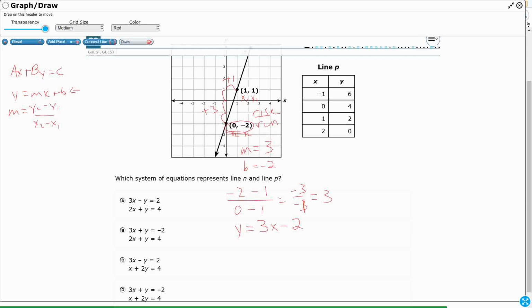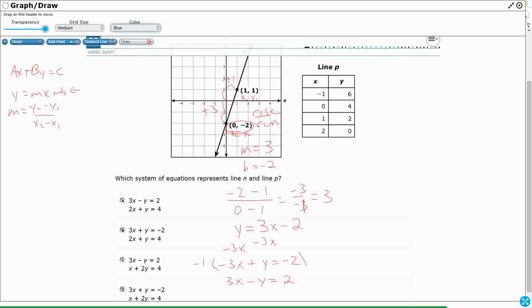Now, if I want to change that into standard form, I need to get my x over here on my left, right? So I can subtract 3x from both sides. So negative 3x plus y equals negative 2, and we're not going to have a leading negative, so multiply everything by negative 1 and just flip the signs. So that's going to end up being 3x minus y equals 2. All right, so we're done with that one.